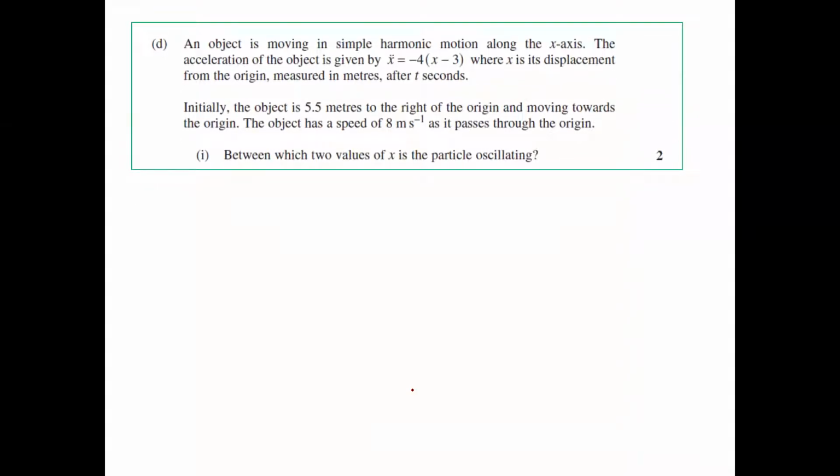Part D is to do with simple harmonic motion, given acceleration is -4 times (x minus 3). For part 1, the question is: between which two values of x is the particle oscillating?